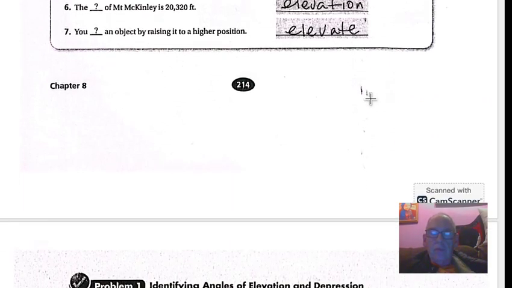So we want to complete each sentence with the right word. John elevated his feet on the footstool. The elevation of Mount McKinley is 20,320 feet. And you elevate an object by raising it to a higher position. That's how we would fill those in. Let's move up.